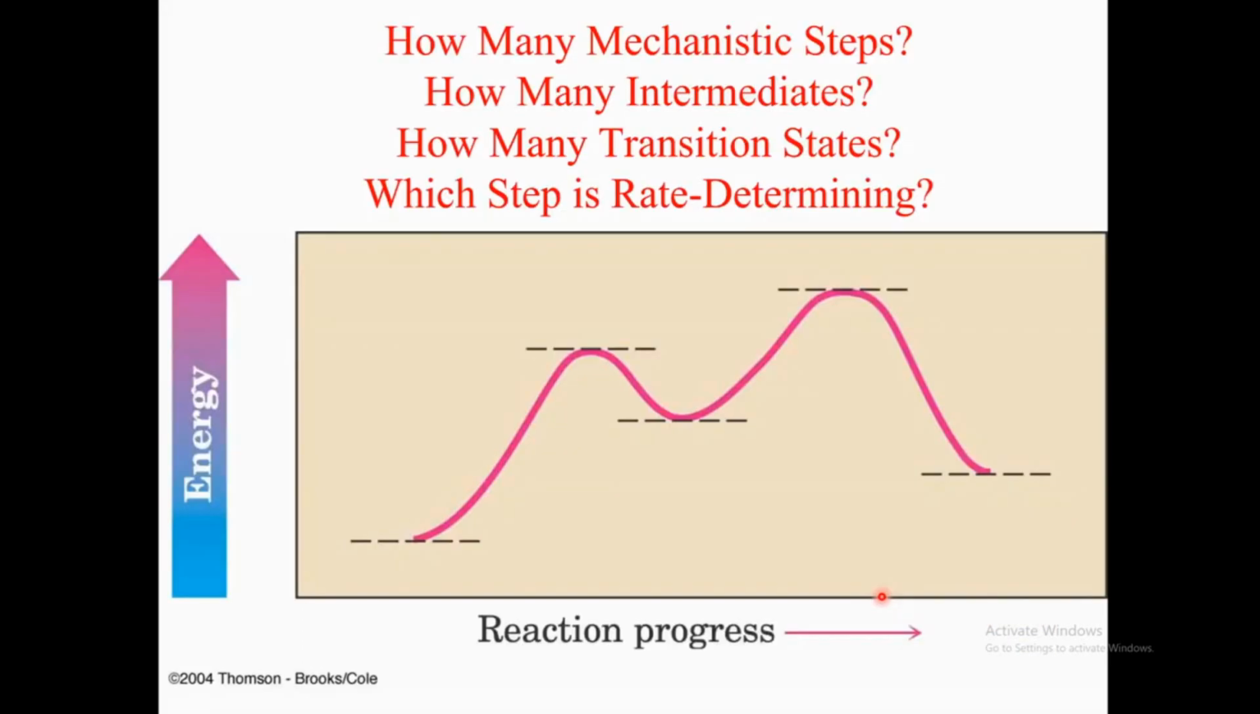How many mechanistic steps, how many intermediates, how many transition states, which step is rate determining? Over to you guys. Answer all of these 4 questions in the comments. I'll leave the video here on this question. So you have this energy profile diagram. All you need to do is answer my question based on the study that we have done before. If you find any difficulty in answering these 4 questions related to this energy diagram, you have to label that this is the reactant, this is the product, this is the energy, and this is the transition state. Label and answer these 4 questions based on this video lecture.